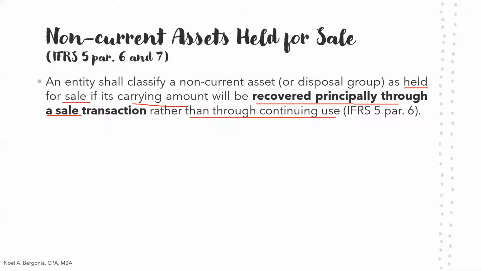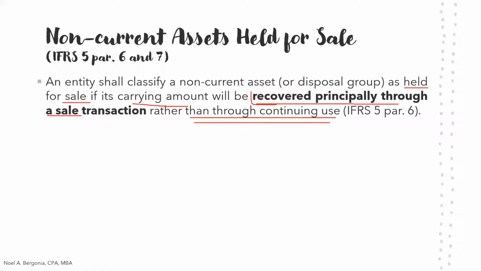So that is why it is classified as held for sale: our particular non-current asset or disposal group will be recovered via sale rather than continuing use. With continuing use, it will stay in its original classification. For example, if it is a PPE, it will stay as PPE until such time that you have fully depreciated the asset. But in this case, you are intending to sell it. Later we will give the criteria for how we can say that it is a sale.